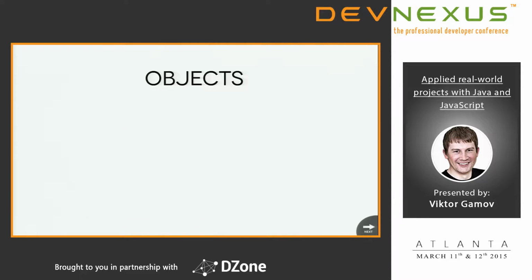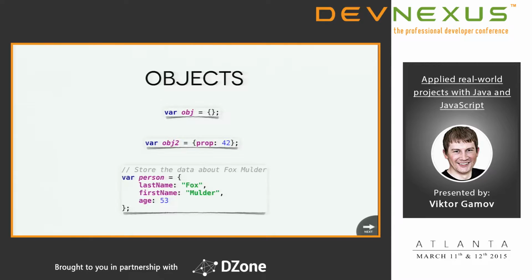JavaScript is an object-oriented language, and there are objects, and objects can have properties. Even if you have never seen a piece of JavaScript, these days Java developers work with JSON, and in this case you will see it's very similar to JSON. JSON is JavaScript Object Notation. This is a JavaScript object. It's as simple as that.